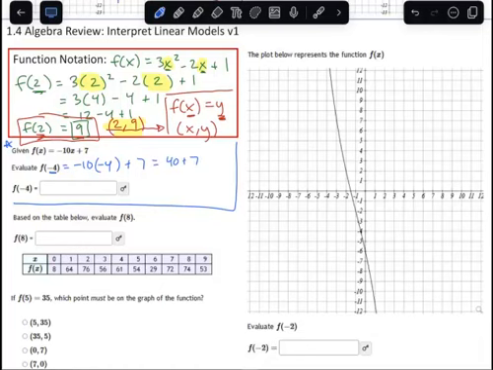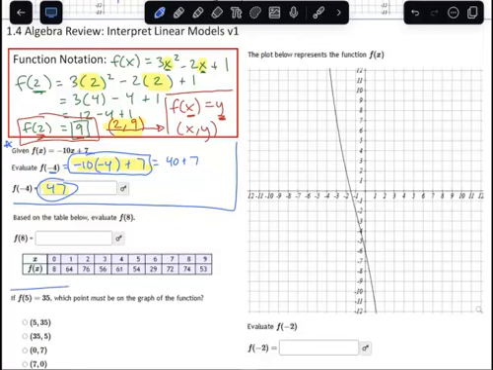40 plus 7, which is 47. Perfect. Now, you could also just enter your whole calculation, right? We could have entered this as our answer too. Okay, or you can enter the calculated value. But that is how you would evaluate that function.